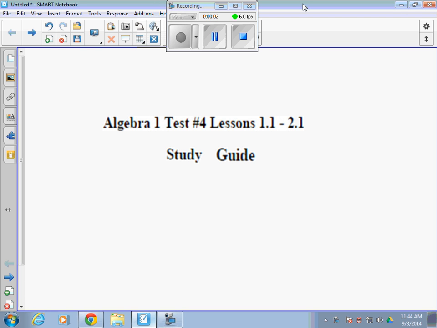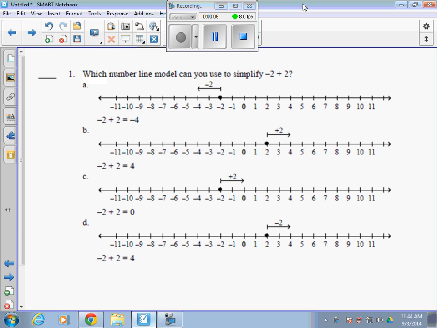This is Algebra 1, test number 4 through section 2.1 study guide. Number 1 says, which number line model can you use to simplify -2 plus 2?